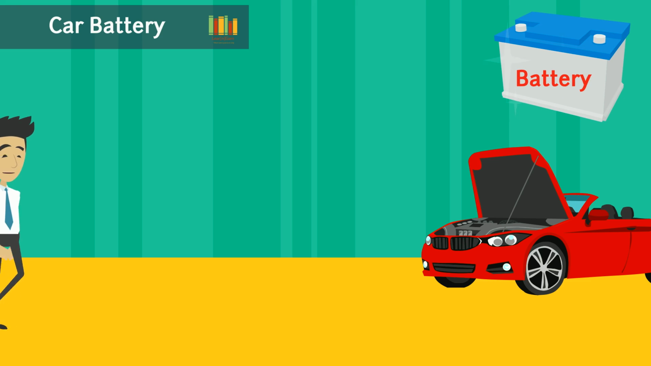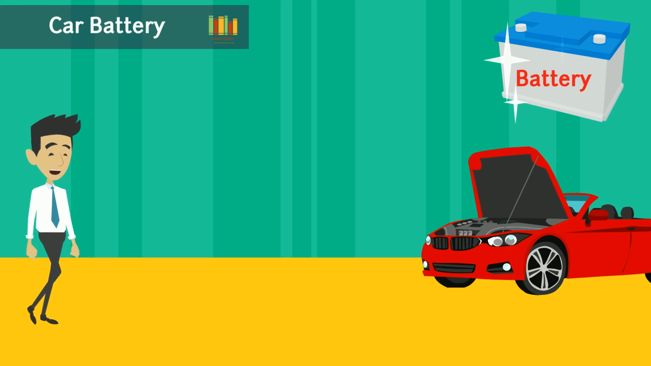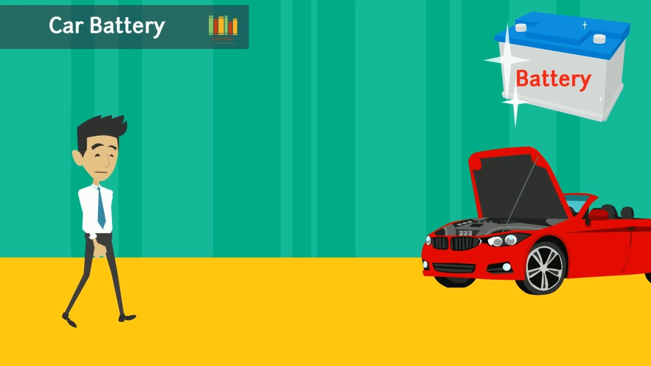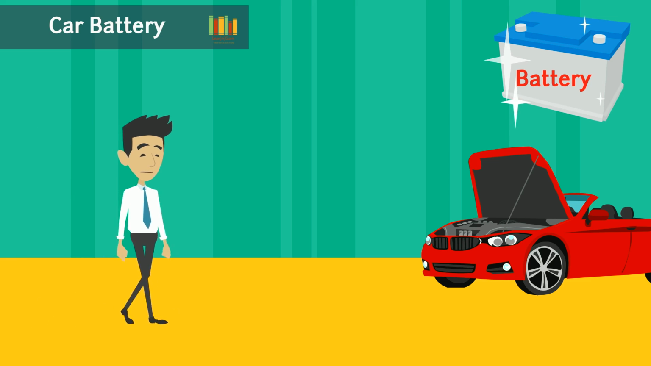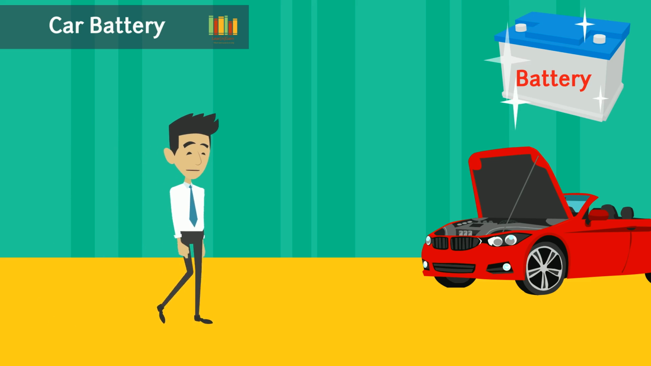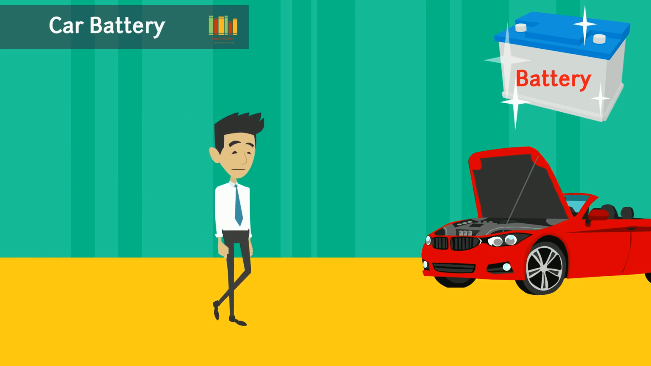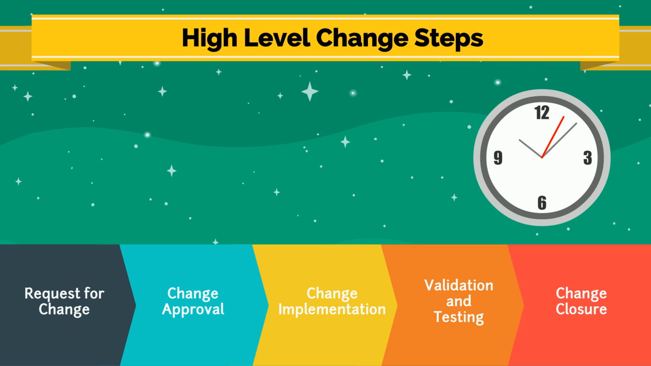Let us consider a scenario where the battery in your car has failed. We would need to get the battery in the car replaced. We will brief the various change steps using this example. Let us take a look at the high-level steps involved in the change management process.